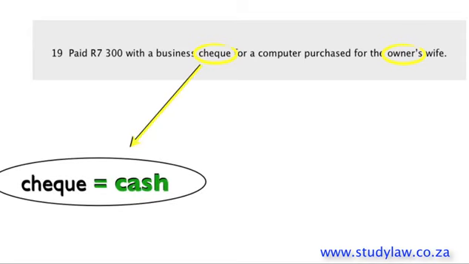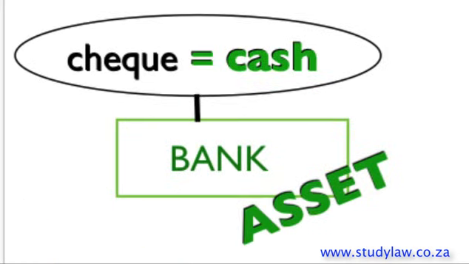Remember, check means the same as cash, and cash affects our bank. Because we are paying for something, money is leaving our bank, which means our bank will decrease. Bank is an asset.